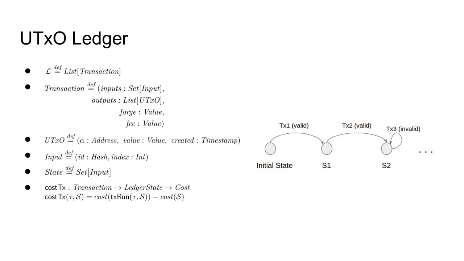So first, we describe the ledger, which is the list of transactions. Each transaction consists of various objects, like its inputs, the inputs that it consumes, the outputs that it produces, the value of the transaction, that is the value that is transferred between the participants. Then its UTXO consists of an address and the value that the address owns for the UTXO. The input is the index, that is the number of the UTXO in the whole list of UTXOs, which is the shared state. And finally, the state is the set of all inputs.